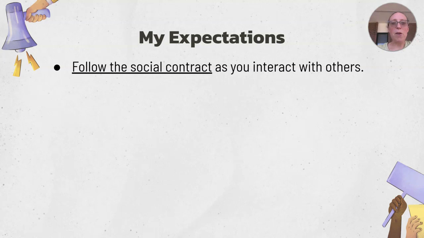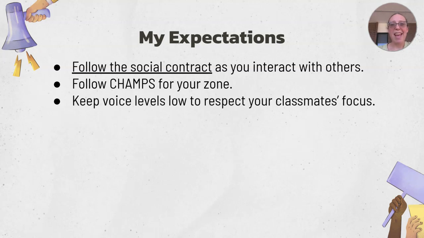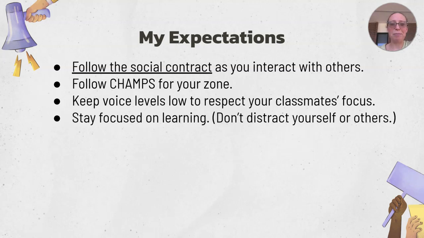First of all, we're going to follow the social contract as you interact with other people. Follow the champs for your zone. We have 3 different work areas, 3 different sets of champs. Make sure you're following the champs for the area where you are. And since some people are going to be working independently, taking a test on any given day, you need to make sure that even when you're working with a partner, you keep your voice level low so that you can respect your classmates who are really trying to focus and do their best on a test or something like that.